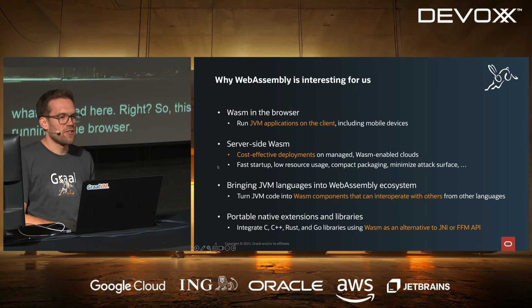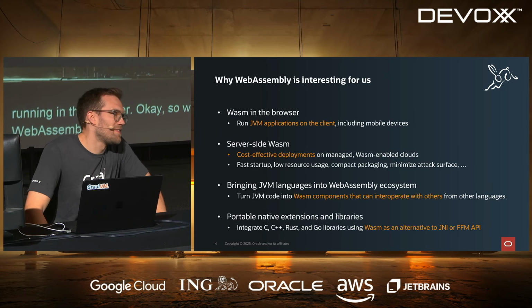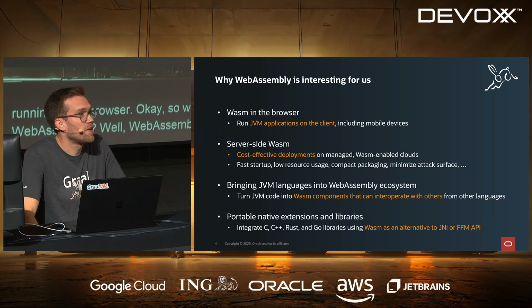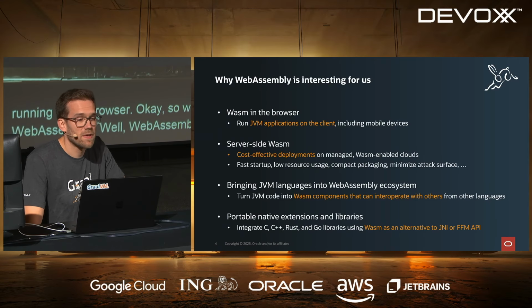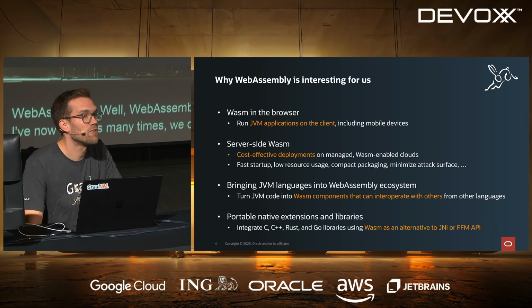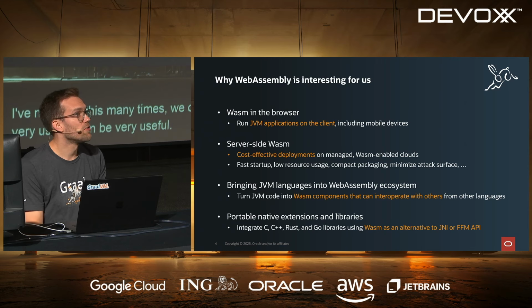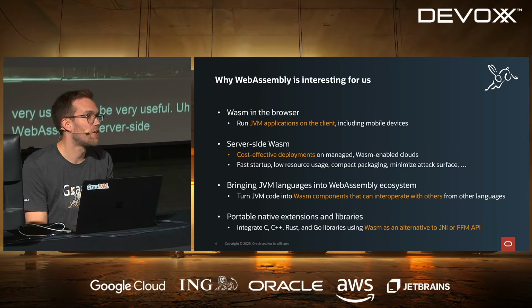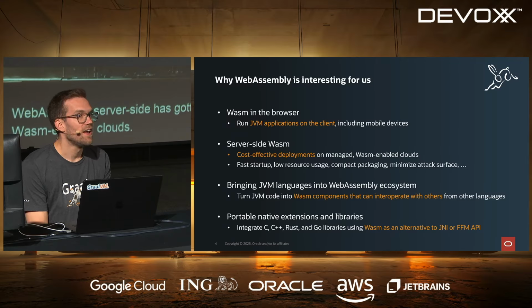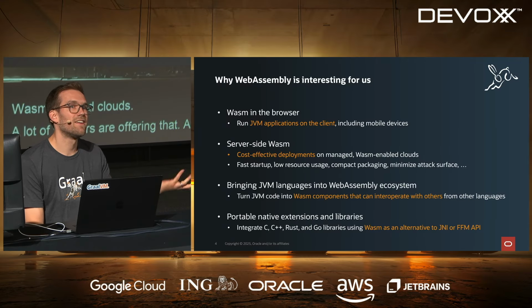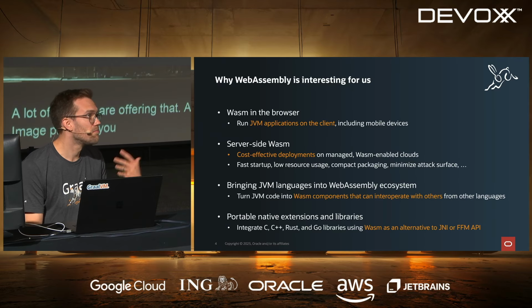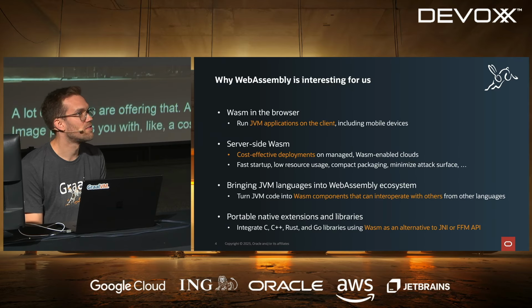Okay, so why do we actually care about WebAssembly? Well, WebAssembly is interesting for us because, I've now said this many times, we can run stuff in the browser, which can be very useful. We can also run stuff on the server. So WebAssembly server side has gotten very interesting with Wasm-enabled clouds. A lot of vendors are offering that. And it's actually in line with what native image provides you with, a cost-efficient deployment, right?